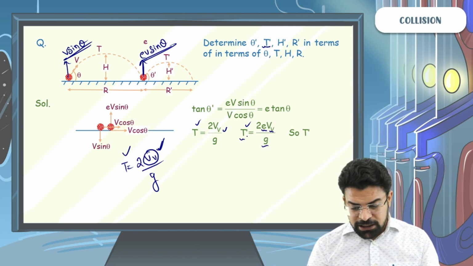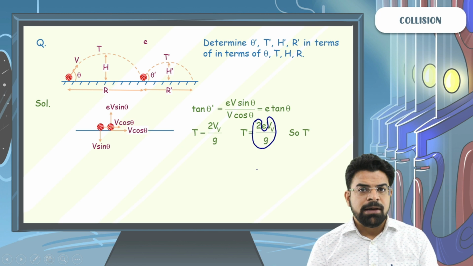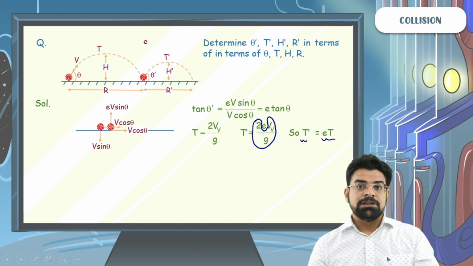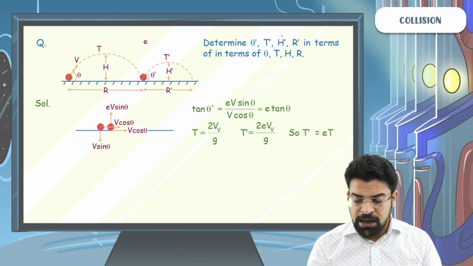So the second time of flight t dash can be written as, if you think of just this part, 2v vertical by g, this is the original time of flight. So the time of flight for the second journey equals e times the first time of flight, et. Second, what will be the maximum height attained, h dash?